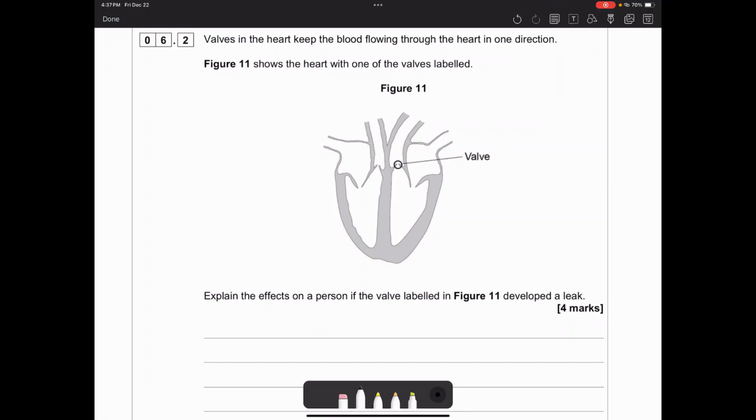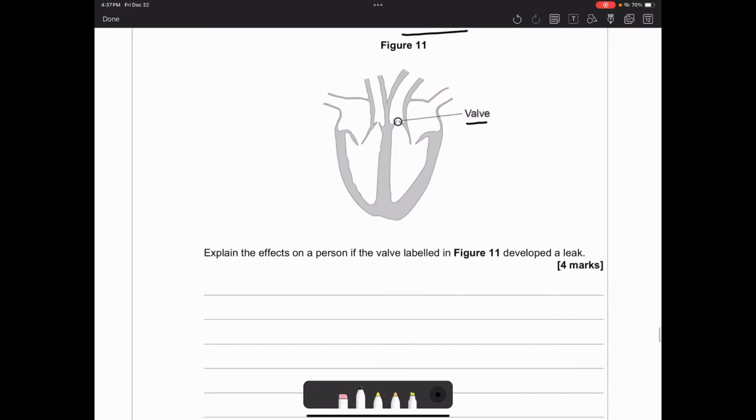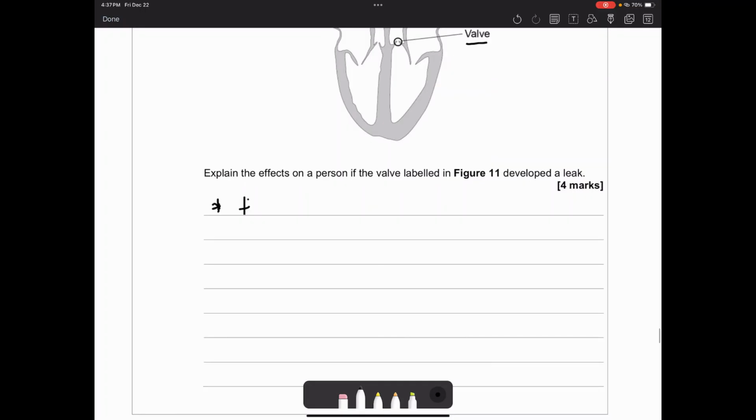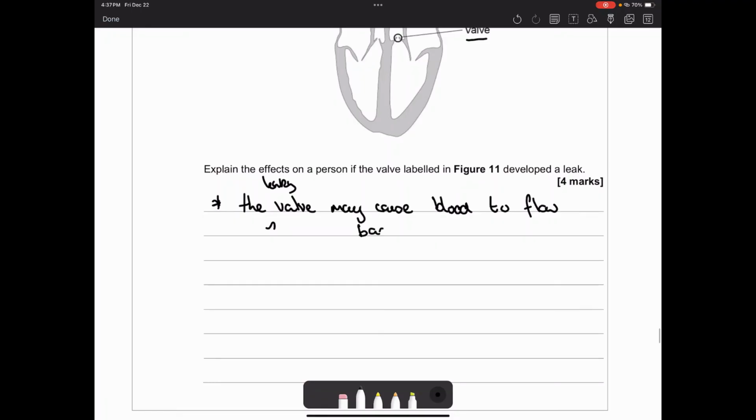Valves in the heart keep the blood flowing in one direction. Figure 11 shows the heart with one of the valves labelled. Explain the effects on a person if a valve labelled in figure 11 develops a leak. So remember, valves, as it's told you here, keep the blood going in one direction. So if you've got a leaky valve, then it might cause the blood to go in the other direction, which would be your first point. The leaky valve may cause blood to flow backwards.